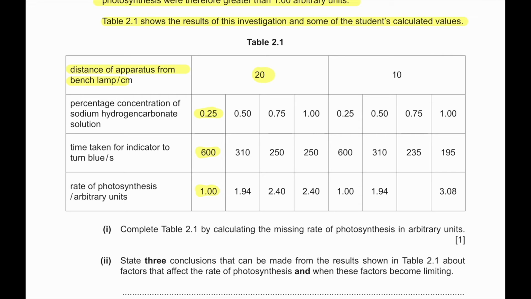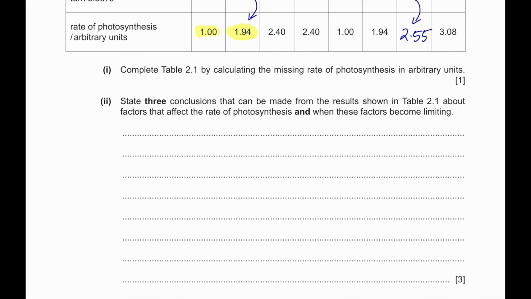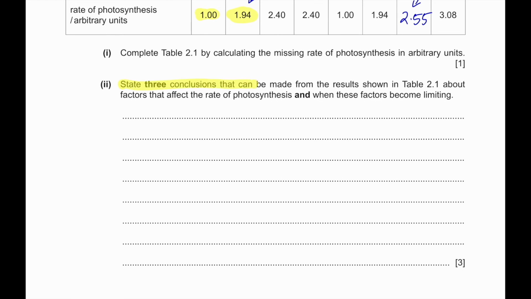With this understanding, whenever we are finding 1.94, what we are doing is dividing this 600 by 310. So that gives us the result 1.94. So for this experiment with 235 seconds, it's going to be 600 divided by 235, which will give us a result of 2.55. Complete the table by calculating the missing rate of photosynthesis. We already did. State 3 conclusions that can be made from the results shown in table 2.1.